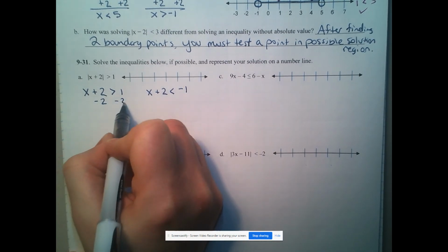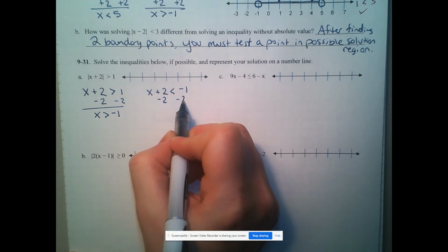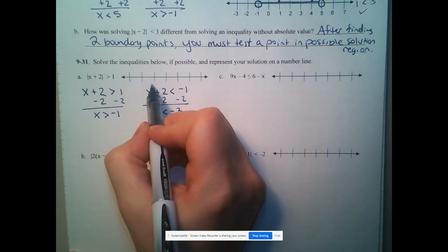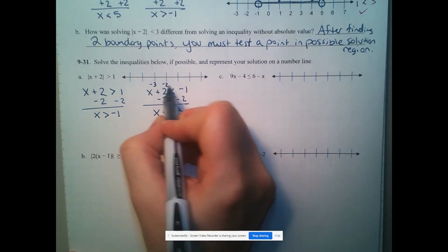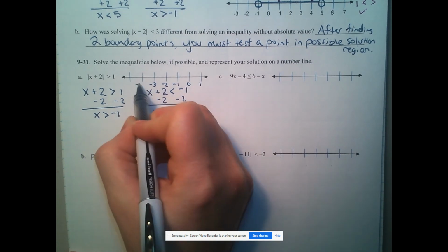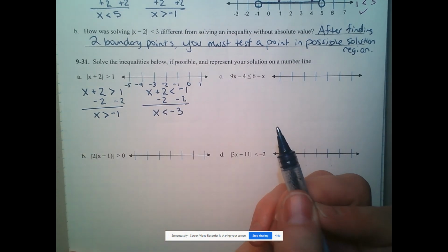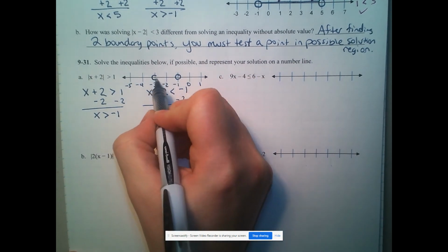So if I subtract 2 on both sides, x is greater than negative 1. If I subtract 2 on both sides, x is less than negative 3. So my cutoffs are negative 1 and negative 3. I kind of want to think about where I put them so that I can have numbers on either side. We kind of want our circled numbers to be centered. So the negative 1 gets an open circle. The negative 3 gets an open circle.